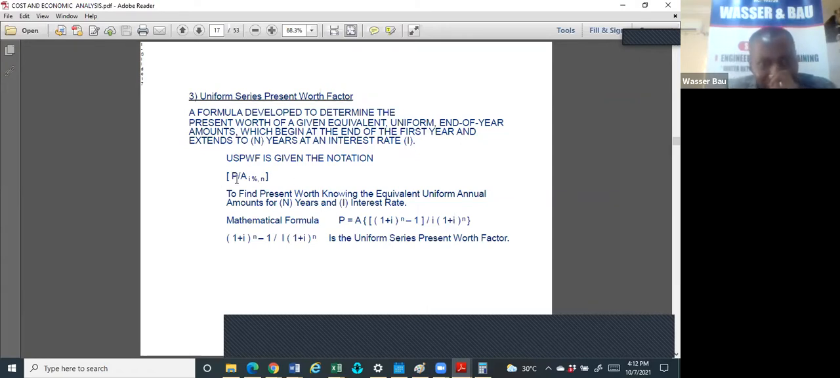So looking at the formula, it means you are looking for the present worth, but you are not given the future worth, but you are given this equal series payment that comes annually or monthly, depending on the payment period. So to find the present worth, you know the equivalent uniform annual amount for the years.